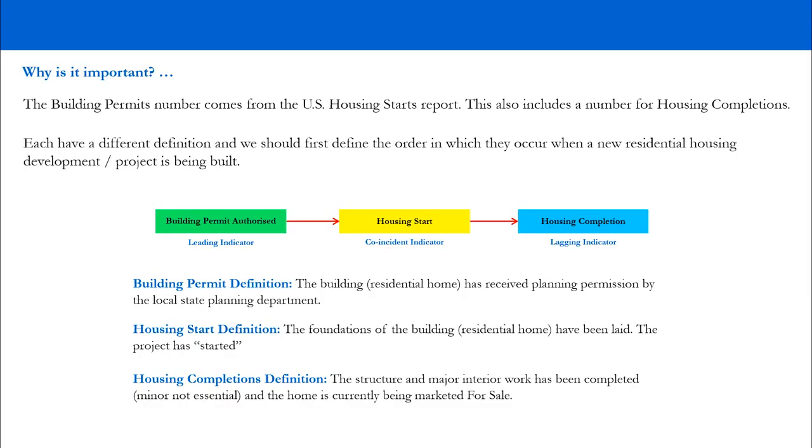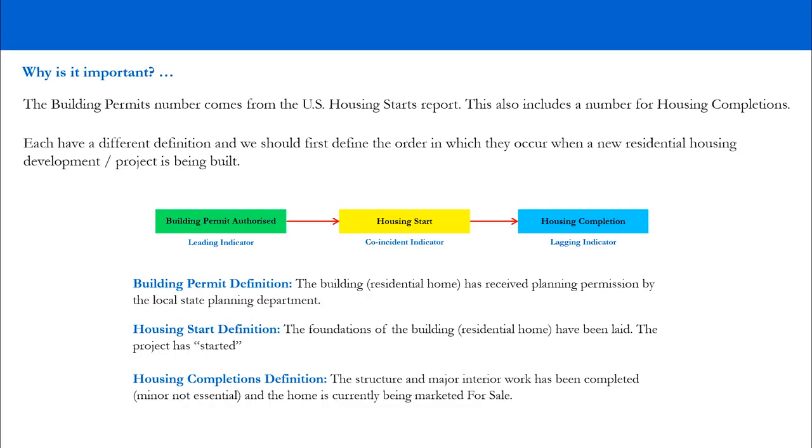And you can see that the flow works from left to right, because obviously the housing completion, the complete house, at some point must have been built. So the housing start is the data captured every month of homes in the United States where the foundations of the residential home have been laid and the project has started. And building permits, right at the beginning, is the permit from the local state planning department giving planning permission to actually build the residential home. So you can see how the flow works.